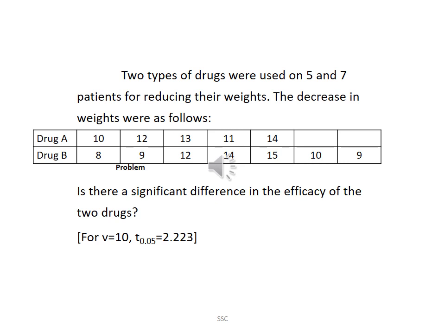This is the research statement. Two types of drugs were used on 5 and 7 patients for reducing their weights. The weights were recorded following drug A and drug B. The number of items in drug A is 5, and the number of samples in drug B is 7. Kindly listen here: the sample size can vary while applying the second type of t-test. It can differ or it can be equal.